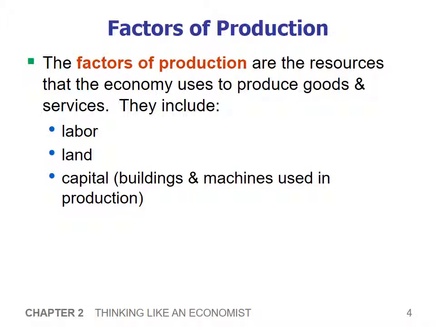The factors of production are the resources that the economy uses to produce goods and services. They include labor, land, and capital. Now, I must mention at this stage that capital in economics does not mean money as we commonly refer to in our day-to-day language. However, capital means buildings, machines, material, equipment, stuff that firms can use to produce more goods.